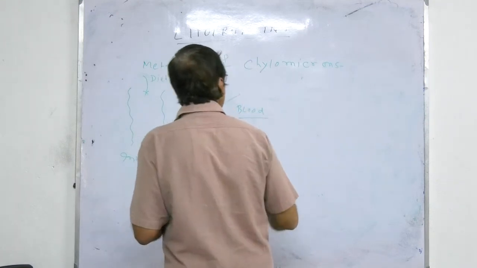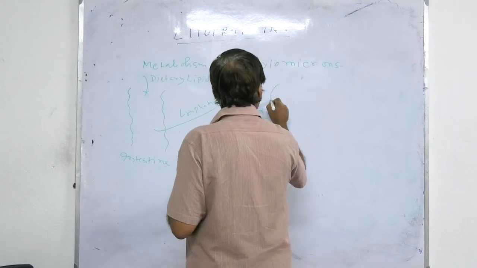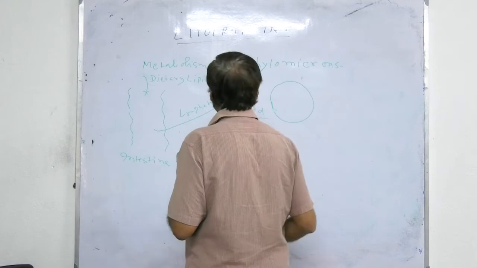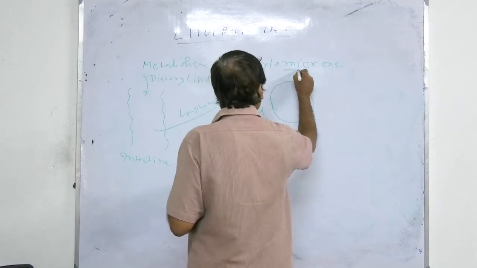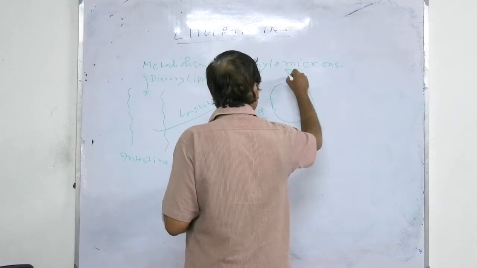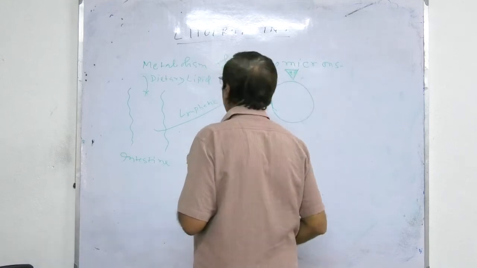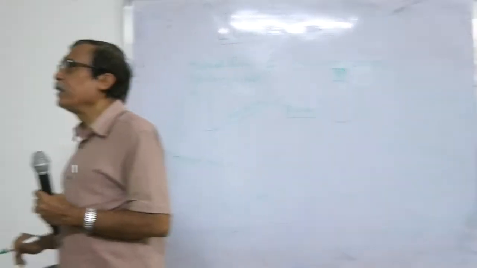And when present in the blood, what are the main apoproteins? B48. What is the difference between the B48 and B100? It is the same polypeptide chain. When the total polypeptide chain is present, it is B100. When 48% of the chain is present, it is B48.